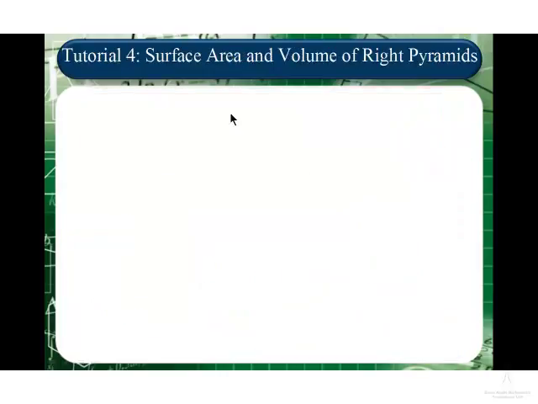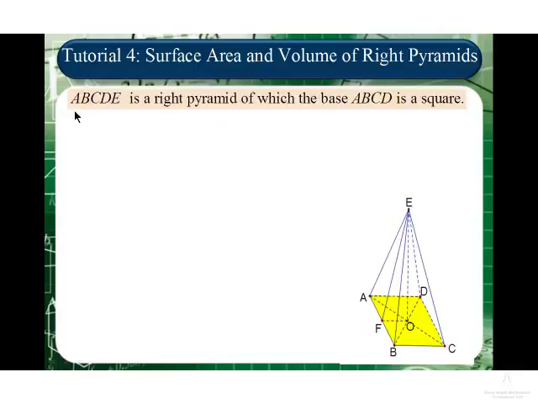I think you're ready now for tutorial 4, where we will have a problem that deals with the surface area and volume of a right pyramid. In this case we have that ABCDE is a right pyramid of which the base ABCD is a square, and this is represented on the screen.